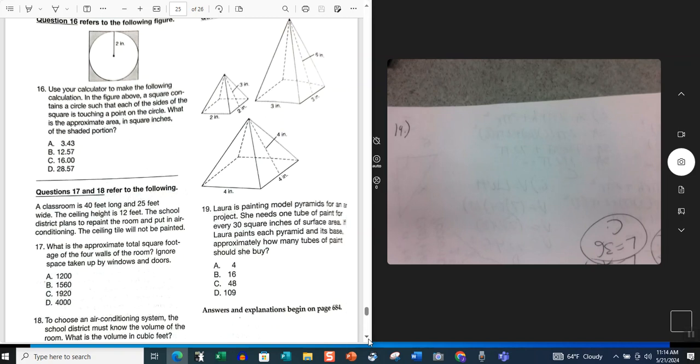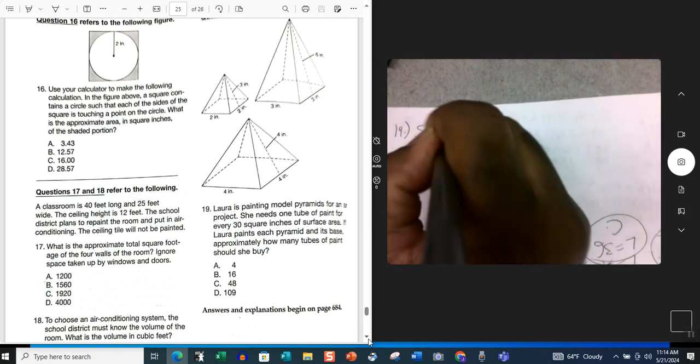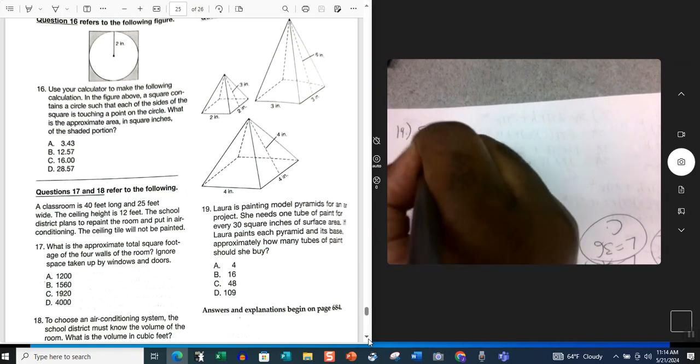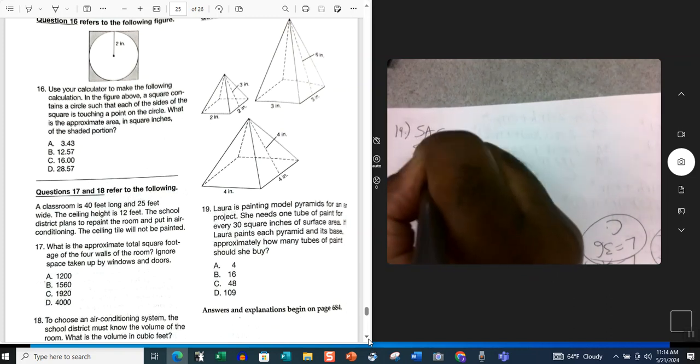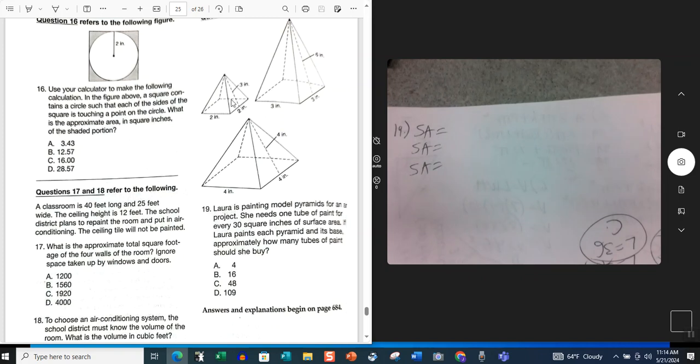So we're going to have to do surface area for all three of these pyramids. So surface area of the first, surface area of the second, and surface area of the third. So this is how I'm doing. This will be the first, the second, and the third. So we'll all be on the same page here.